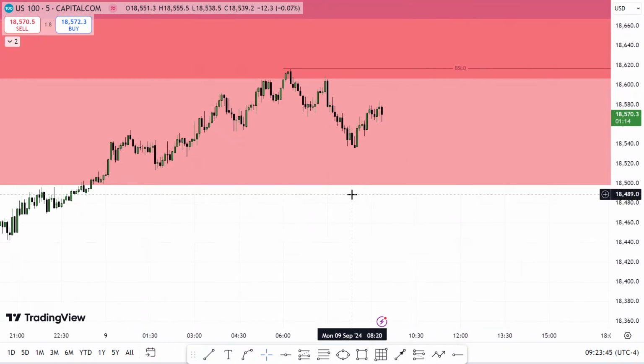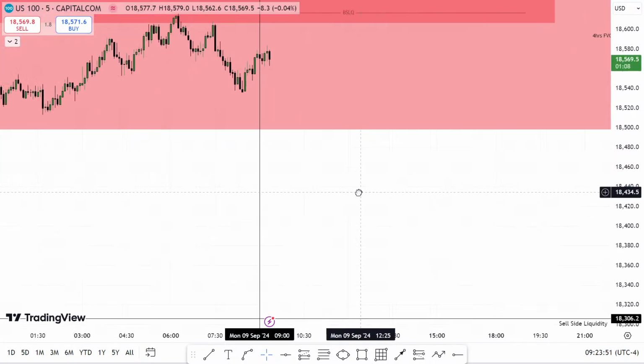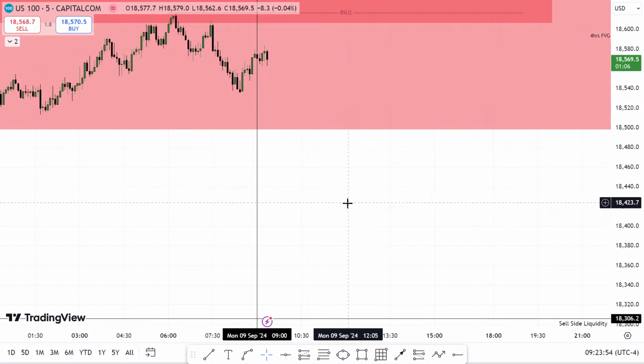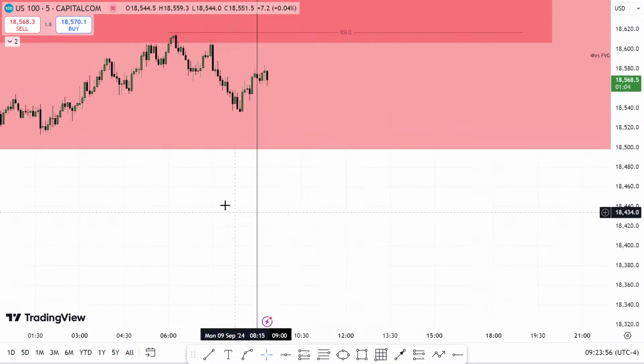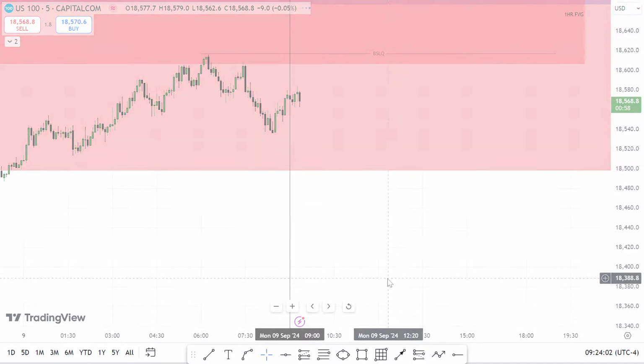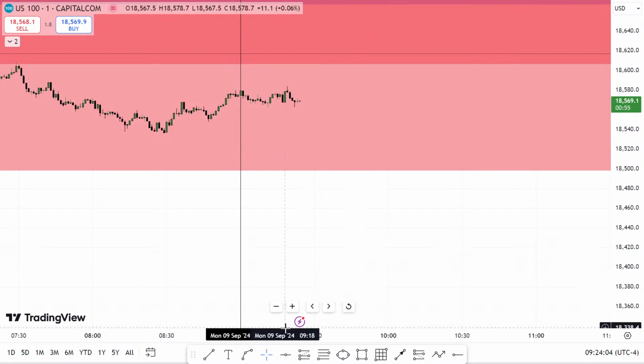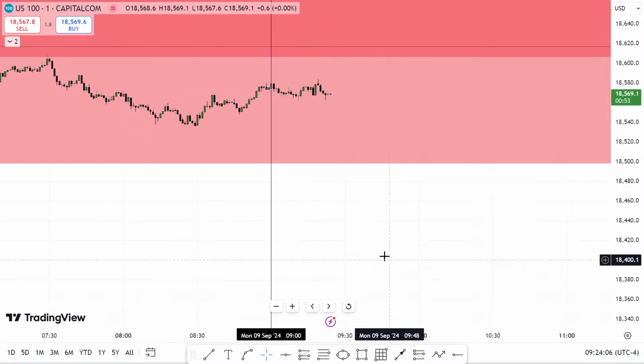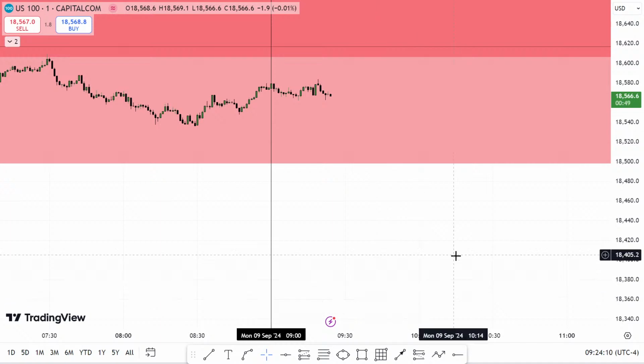So I can delineate this with a vertical line, so you know that this is the time window I'm focusing on. This is a 5 minute time frame. Nothing really much here. We just wait to see the kind of reaction we get from here. So we have the 1 minute time frame here, and I'm focusing on this time window.